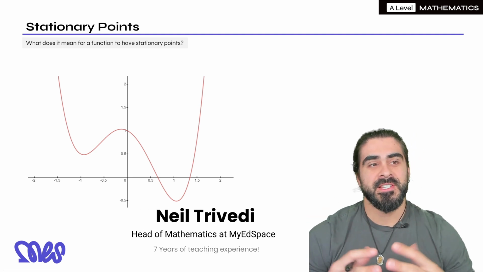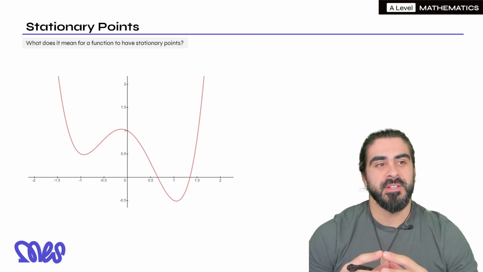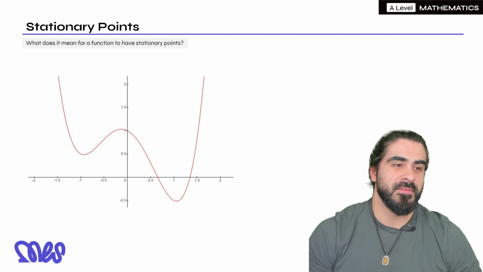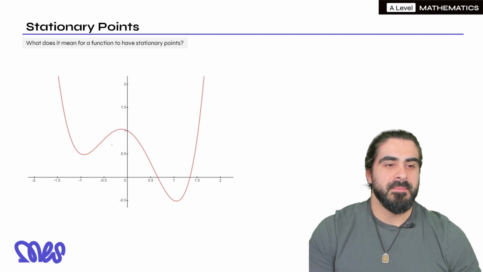We're on episode 6 now. Today we're going to talk about stationary points. So what does it mean for a function to have stationary points? If you look at my diagram here of just a random function, what does it mean to be stationary?